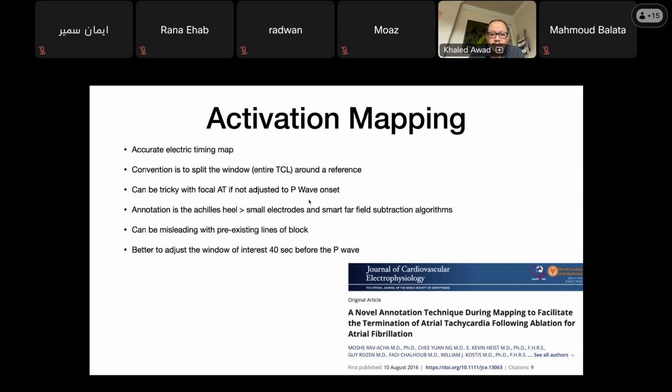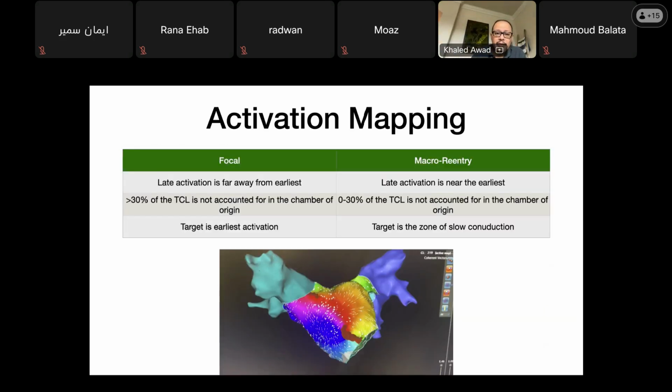things that can be very tricky when you do activation mapping and you're trying to figure out if you're dealing with a macro-reentry or a focal rhythm is essentially the situation where you had prior ablation and you have a line of block, and then you have a focal rhythm. The focal rhythm, if it is arising from an area that is near a line of block, can look like macro-reentry. Why? Because the impulse has to travel throughout the entire atrium to get to the other side. We'll have better examples later. I just wanted to throw that out there. How do we tell and how do you use those?